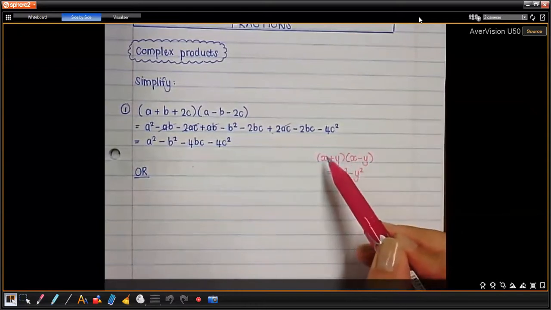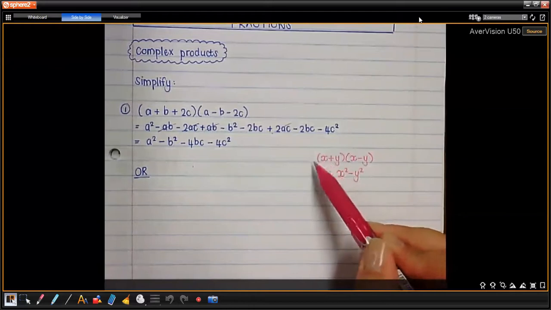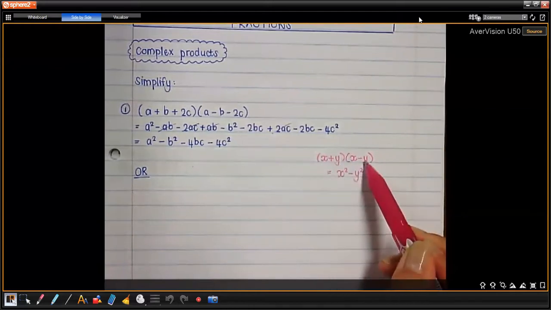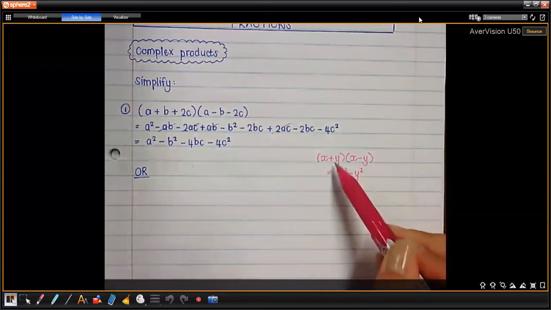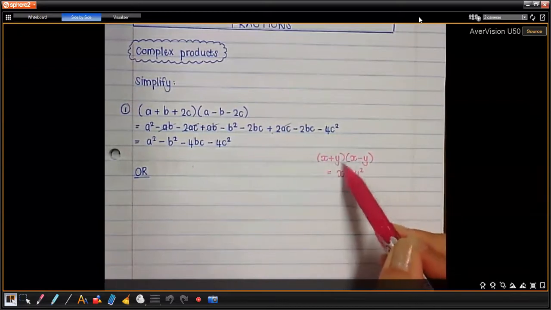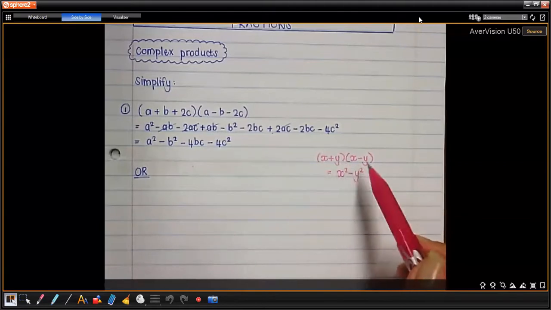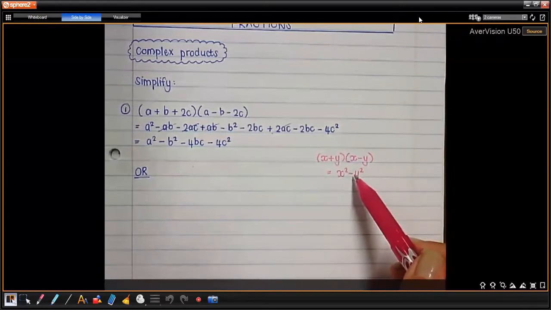Why that will happen is because if you're following this out, you say x times x is x squared. Then you do the outers. X times negative y is negative xy. From here you'll get plus xy. So negative xy plus xy is 0. And then you'll get y times negative y is negative y squared.